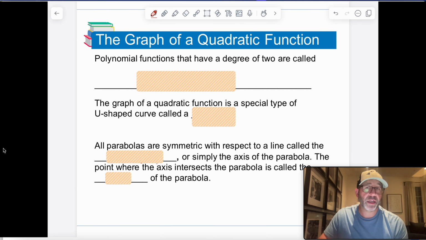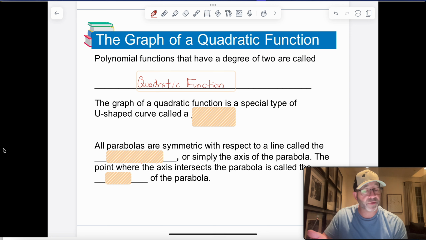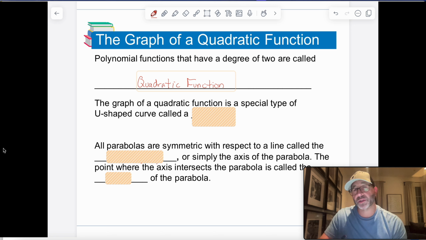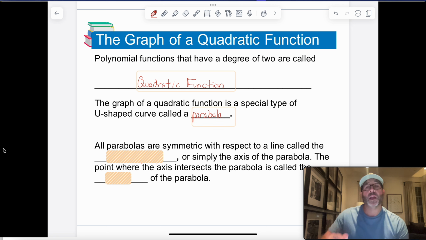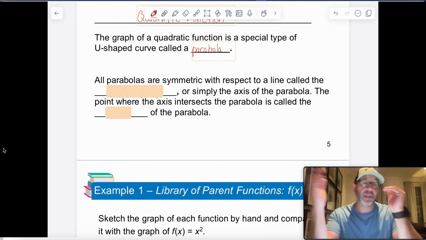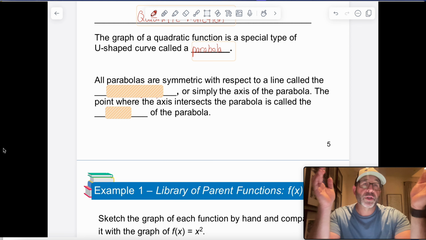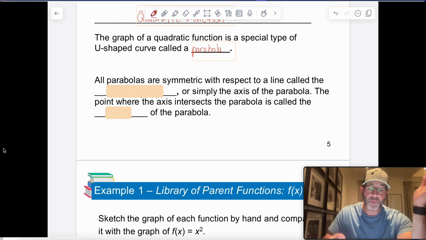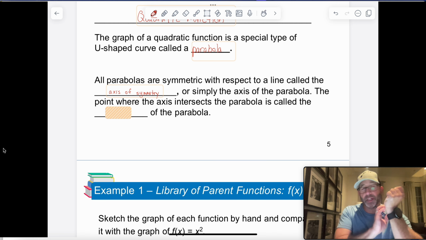When we look at a polynomial function that has a degree of 2, these are called quadratic functions. The graph of a quadratic function is typically one of those special U-shaped curves that we call a parabola. Now all parabolas are symmetric. Symmetric means that they're going to be the same on one side as they are on the other. So they're symmetric with respect to a line called the axis of symmetry. We're going to get into the equation of the axis of symmetry in a few minutes here, okay?